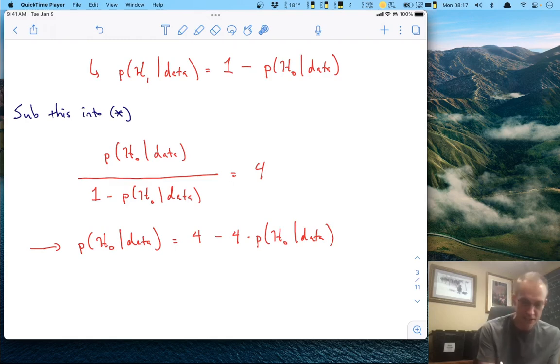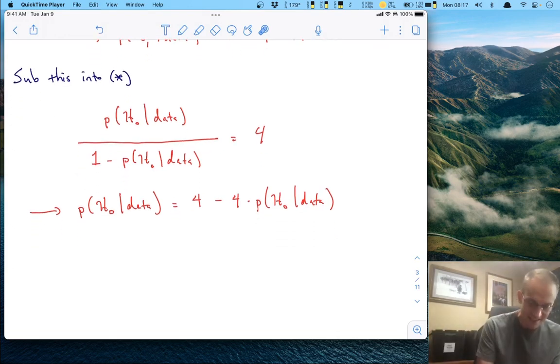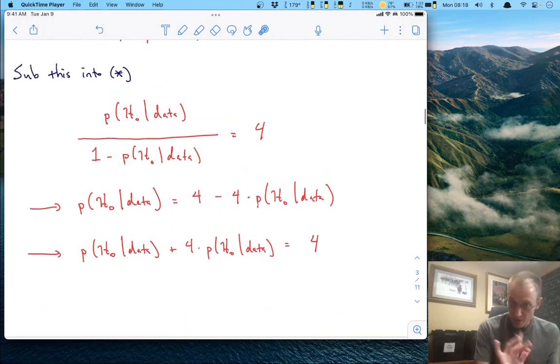So the first thing I'm going to do is multiply this up here. Okay, so this is going to be 4 times that, use the distributive property, and it's going to give me that the posterior probability of H0 is equal to 4 times 1 minus 4 times that posterior probability. Okay. Now let's move all the posterior probabilities over onto one side. So I'm going to choose the left side. So that means I'm going to add this part over to here. Okay. So this is just rearranging the equation. Now I'm close. I'm almost there.